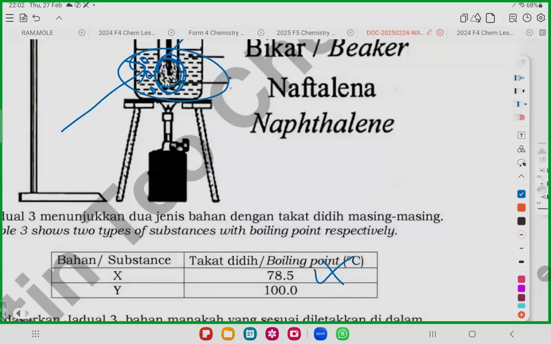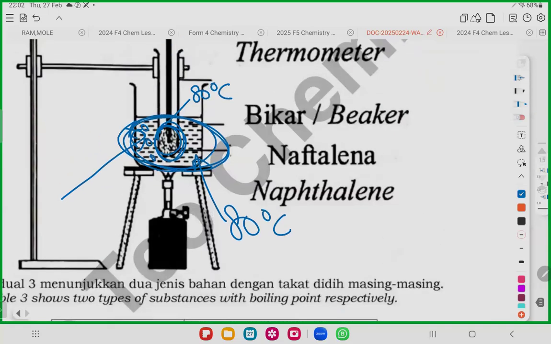So don't want. True or not? So you need to use substance Y. Why? Substance Y is 100. So you heat until 80, substance Y is okay. Substance Y, they didn't boil yet. So when they didn't boil, they won't become gas. They won't escape to the surrounding and the liquid, they won't dry up.